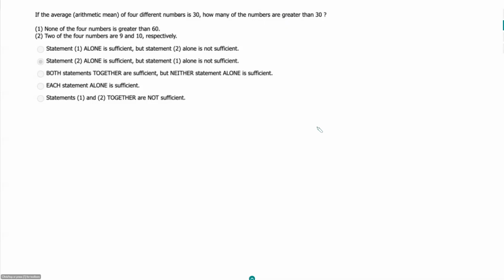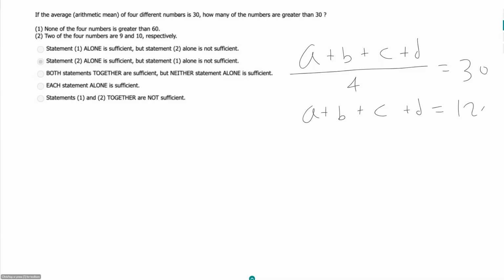So if we have 4 numbers, A, B, C, and D, our prompt is telling us A plus B plus C plus D all over 4 is equal to 30. So this also means our sum is equal to 120. Nothing else in our prompt. Let's look at the statements.